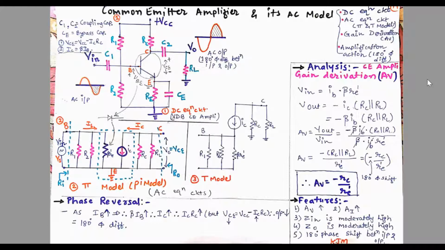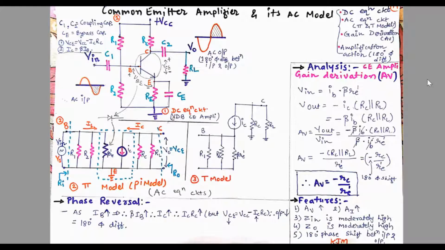So dear students, in the last lecture we studied the chapter AC analysis of BJT circuits and small signal amplifiers. In that lecture, we studied amplification, amplifiers, AC load line, DC load line and AC model. Only the introduction and fundamental part we did about the AC model. There are two AC models, pi model and T model.